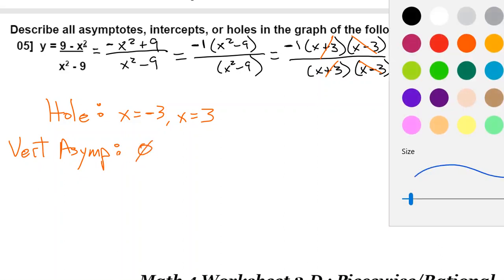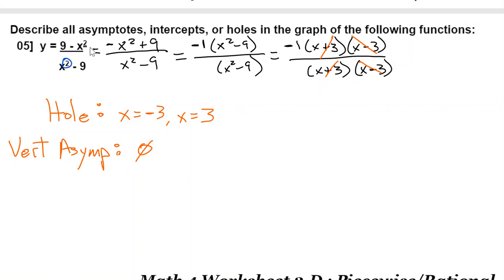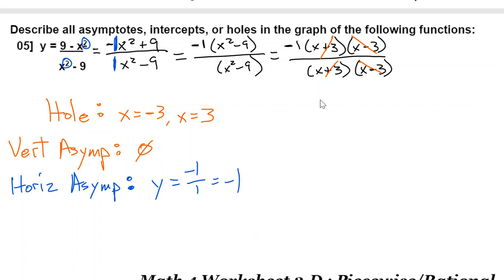Horizontal asymptote, we have matching. Oh, you got to watch this one. Horizontal asymptote, we have matching exponents, both x squared, which means that we're going to pay attention to our coefficients in front, which in this case would be -1/1. Now, x-intercepts, we're not going to have any because they're all holes.